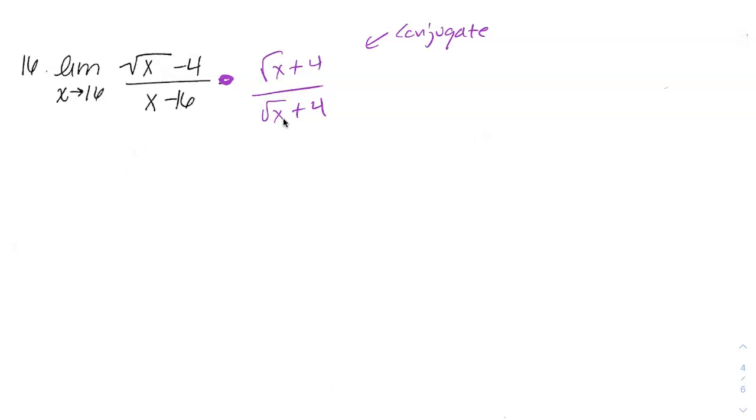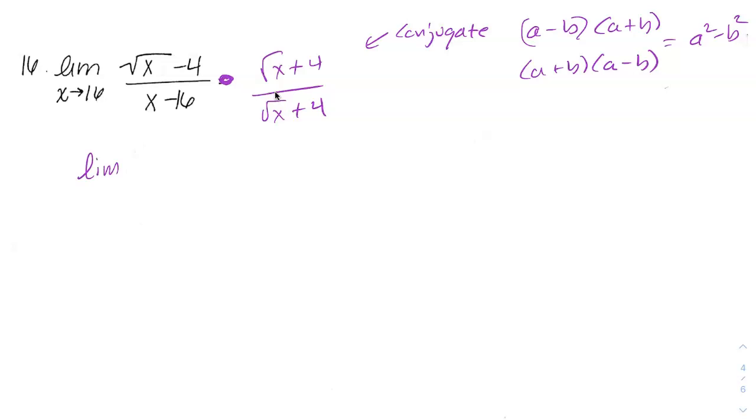Now the conjugate is if you have a minus b, you multiply that by a plus b, or if you have a plus b, you multiply by a minus b. And what's so great about that, when you multiply, you get a squared minus b squared, a difference of 2 squares. So that's the whole point of the conjugate. So if I do that, we're going to get the limit as x approaches 16. Multiply the top. Again, it's a difference of 2 squares, so we just get the first term squared minus the second term squared, which would be that squared is x, minus 4 squared, which is 16.